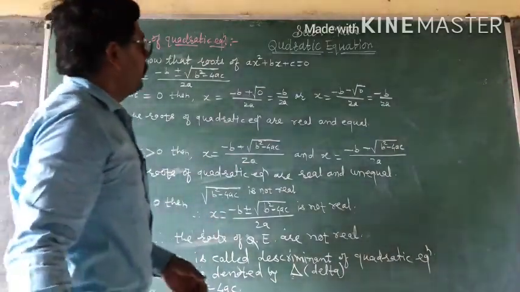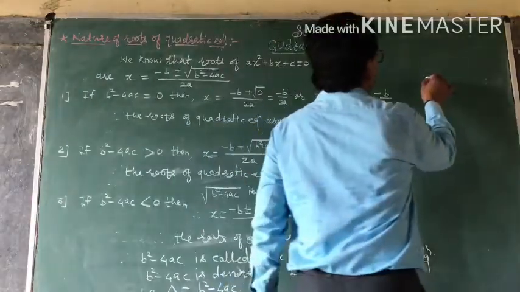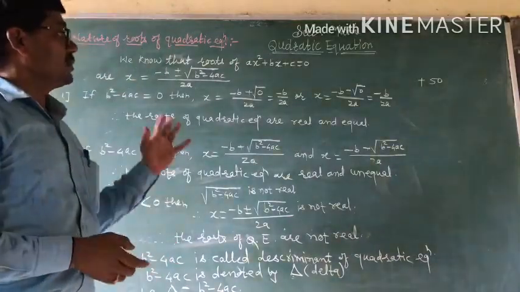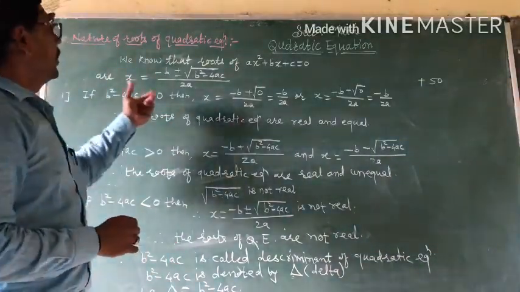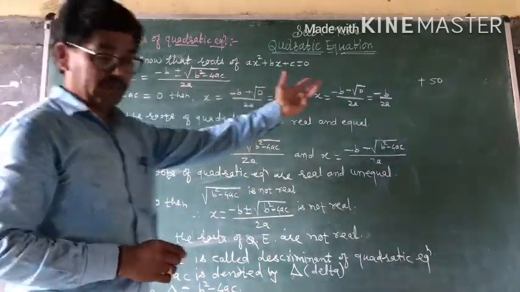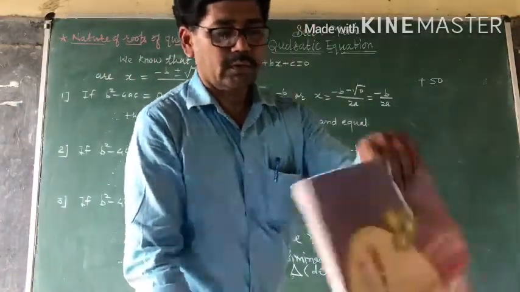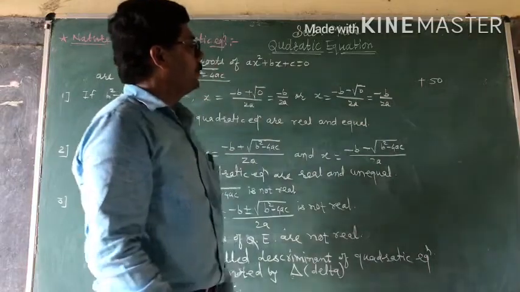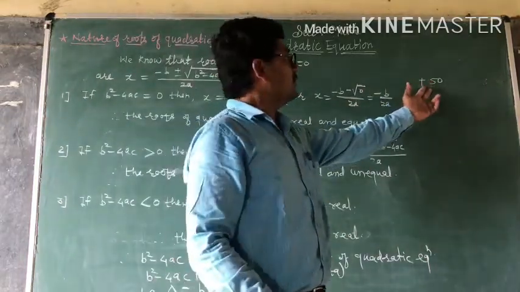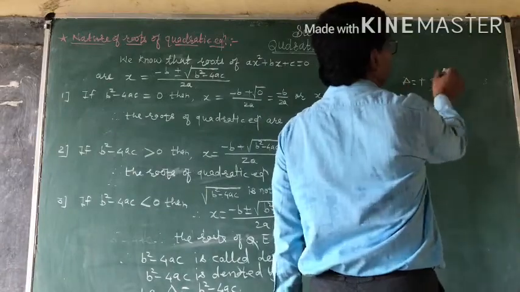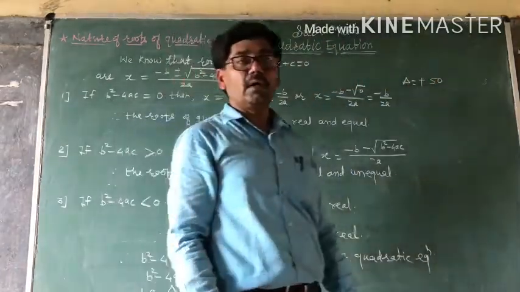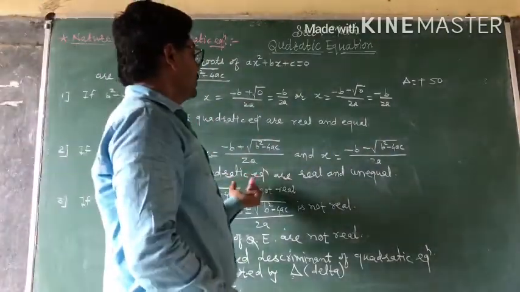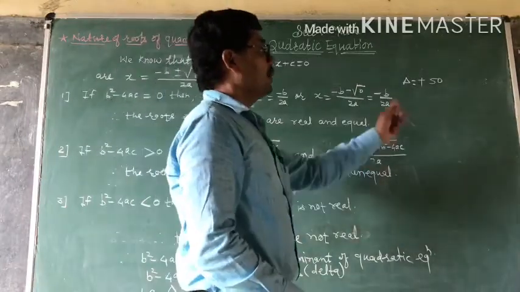Now, if the value of b² - 4ac is equal to plus 50, what is the nature of the roots of this given quadratic equation? Delta is equal to plus 50, which means b² - 4ac is equal to plus 50, which is greater than 0. The roots of this quadratic equation are real and unequal.